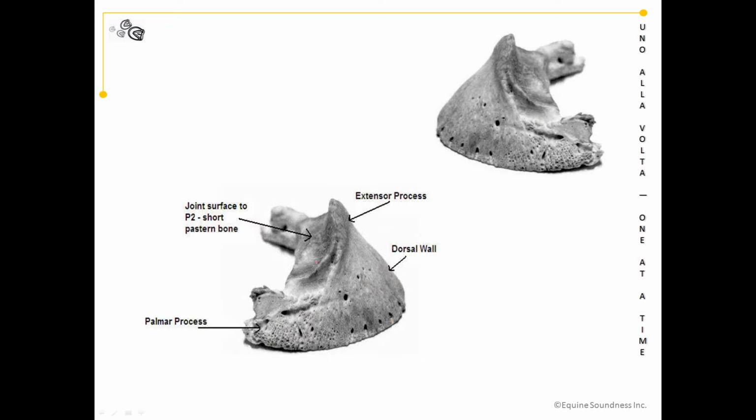So once again, this is the extensor process. This is the dorsal wall, the frontal wall. This is the joint surface to the short pastern bone and the palmar process. And here you have the whole thing without the writing.